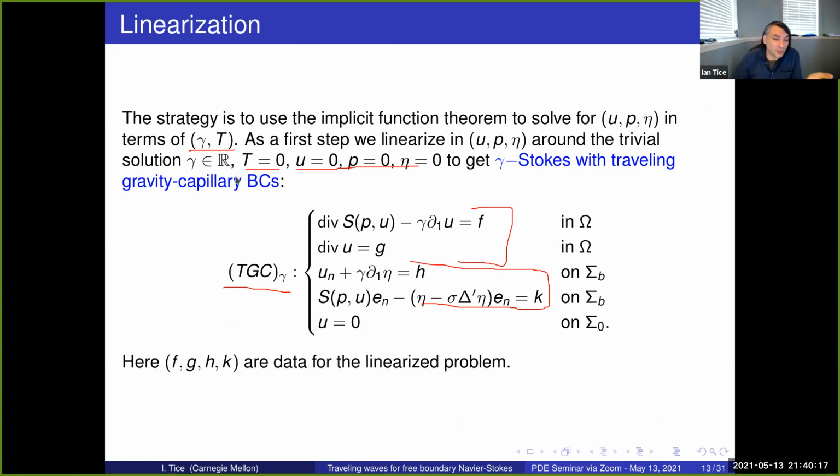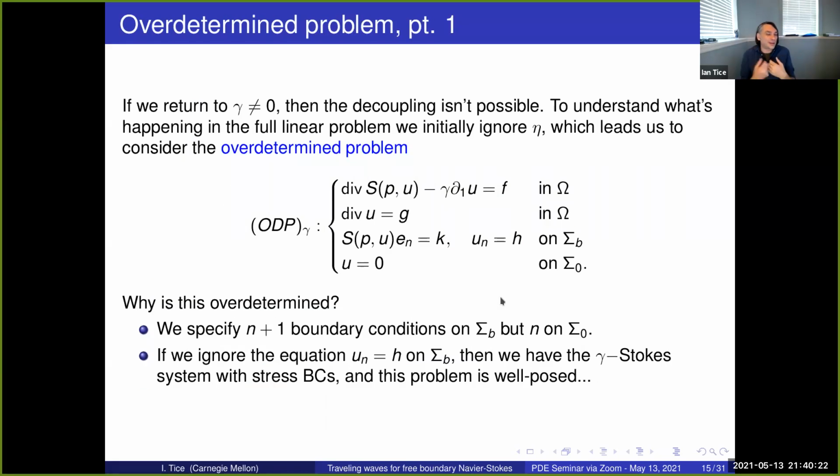So the first thing that we can do, if we want to make our lives simpler to try to understand what is happening in the system, is to imagine that either we're given eta or we just ignore it. If we do that, then we end up with an equation just for U and P, but it is an overdetermined problem in the sense that we specify too many boundary conditions. There are too many conditions for the number of unknowns that we have in the system. And the reason for that is entirely due to the system of boundary conditions that I've underlined here.